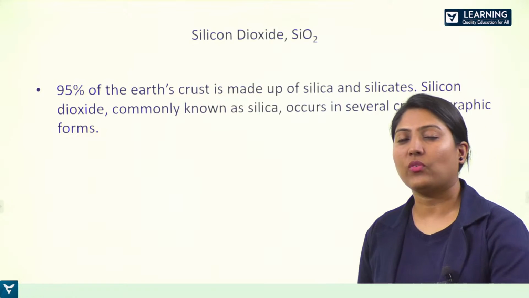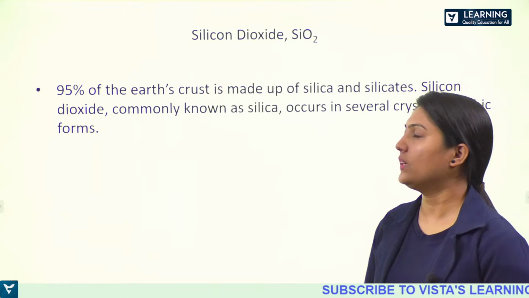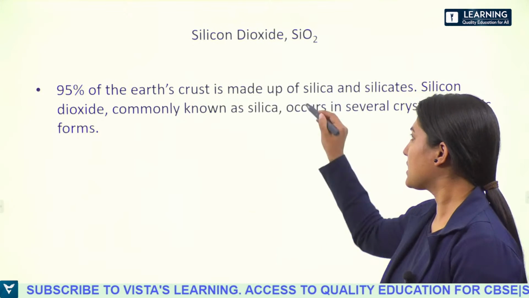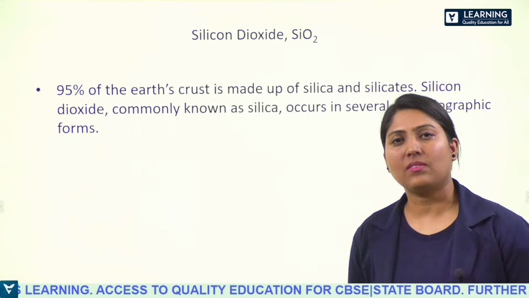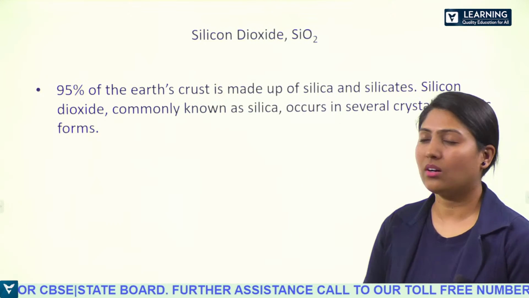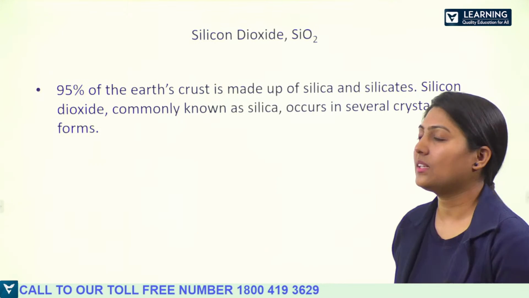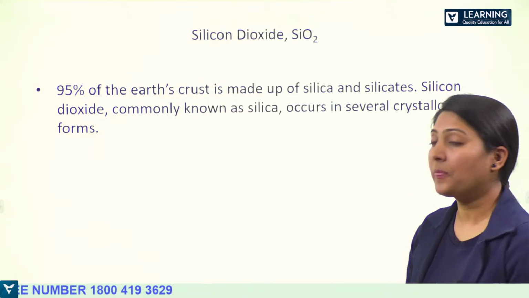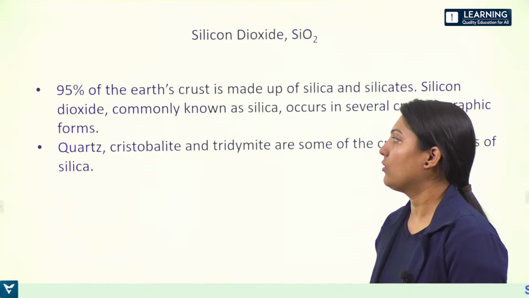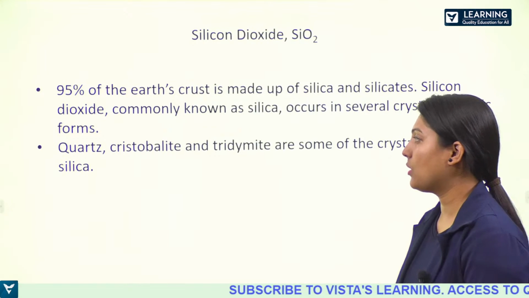So till now we have studied the important compounds of carbon. Now we are going ahead with silicon dioxide. 95% of the earth's crust is made up of silica and silicates. As we know, if you take earth's crust, mud, it contains silicon. So we have silicon dioxide, 95% present in the earth's crust. Silicon dioxide, commonly called silica, occurs in several crystalline forms. Quartz, cristobalite, and tridymite are some of the crystalline forms of silica.